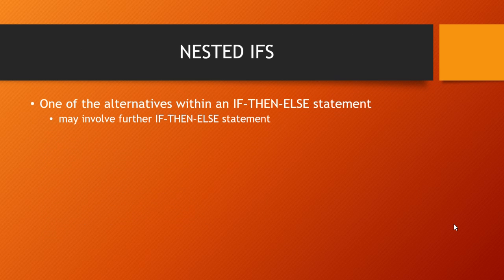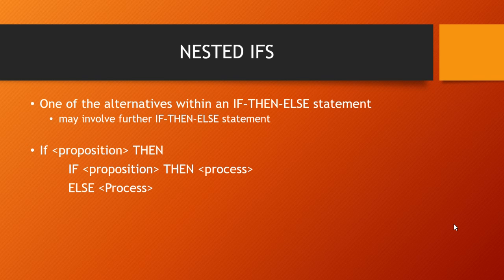So one of the alternatives within an if-then-else statement, which is what is inside your decision box, is it may involve further if-then-else statements. So it would look like this: if the proposition then another if na pod ng statement, proposition then process, else process. So it's a nested nga if and else then statement. Daghan siya nga if then else statement.